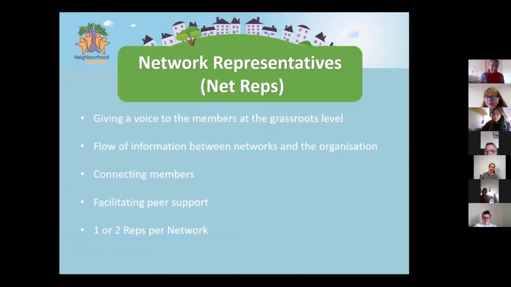So the network representatives, as we call them, the net reps, are there to give a voice to the members at the grassroots level and to create a flow of information between the networks and the wider organisation. And it's really in line with Neighbourhood Networks' model of facilitating peer support networks that really are within communities. But what's great about the net reps is it's not just about within those specific communities, but it also connects our members across all of the networks, all across the central belt that we have. And each network can have up to 1 or 2 net reps that they can choose to put forward themselves.